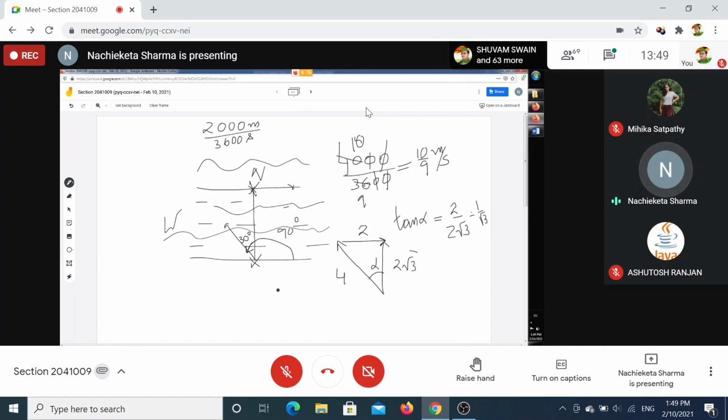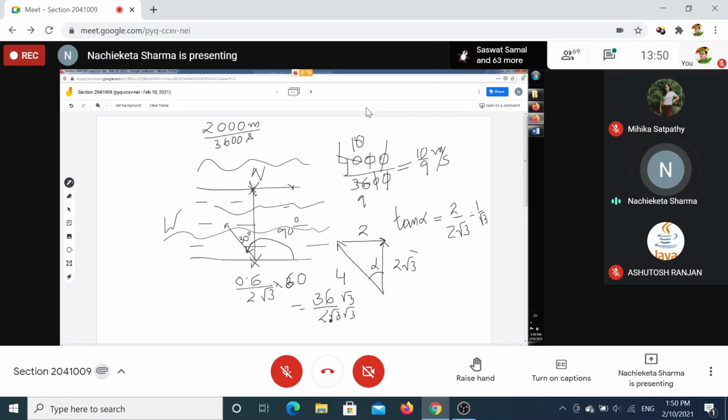Okay, and what will be the time taken? 600 meter, which is 0.6 kilometer, divided by 2 root 3 kilometer per hour. So multiply with 60, to get it in minutes. So it will become 36 by 2 root 3, isn't it? So 36 by 2 root 3, you can do one thing: multiply a root 3 here and another root 3 in the denominator.